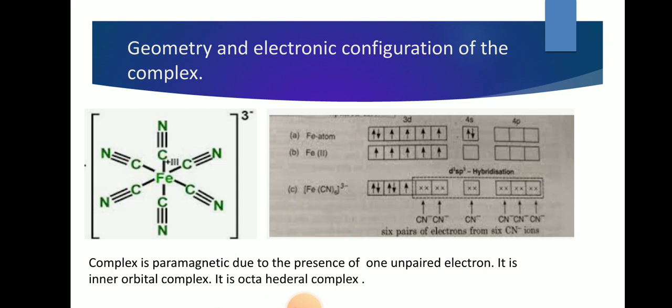The geometry of this complex would be octahedral, and you can see that the iron and cyanide bond is thought to be purely covalent, and all the cyanides are directed in space along the 6 corners of an octahedron. The electronic configuration of iron is such that iron is in +2 oxidation state and has 5 unpaired electrons. While approaching, cyanide, which is a strong field ligand, will create a strong field, and this field will pair up the electrons. Only one electron is left behind that is not paired, so it is paramagnetic in nature.